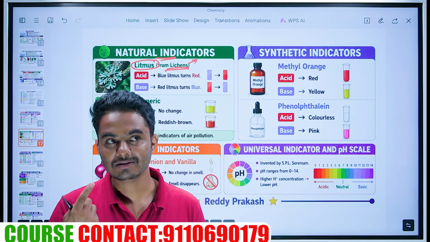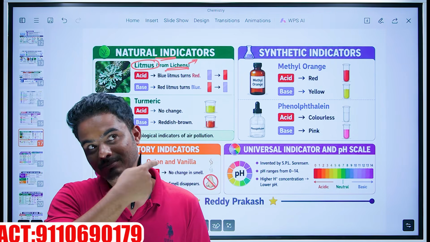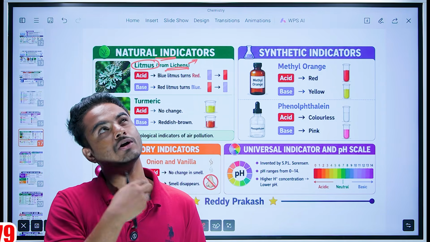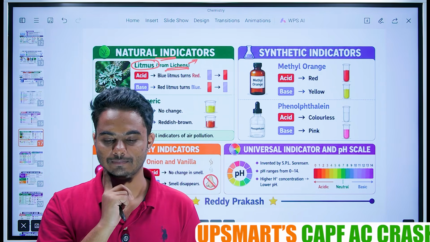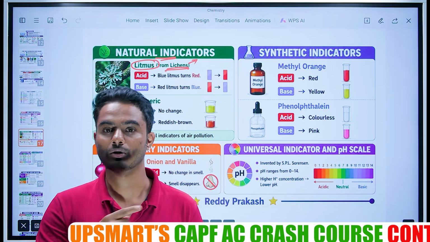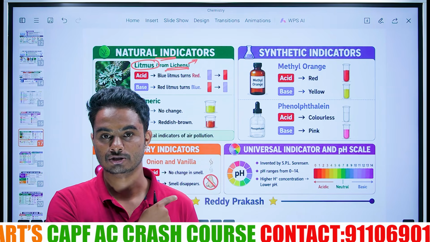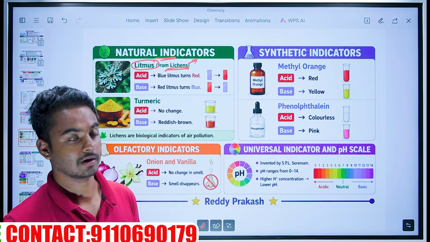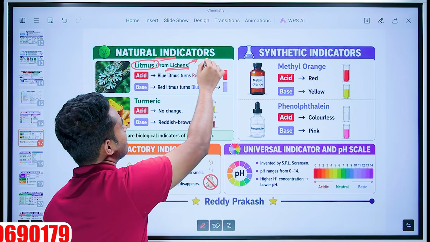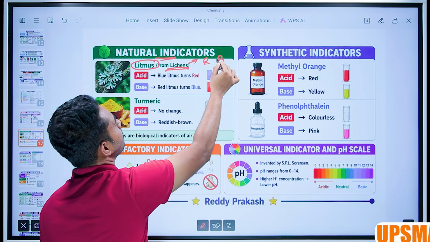We think litmus is a paper, and paper is manufactured in a manufacturing unit or an industry, so it should be a synthetic indicator. No, it is obtained naturally from lichens, so it is a natural indicator. Don't confuse. And litmus paper comes in two colors, red and blue.